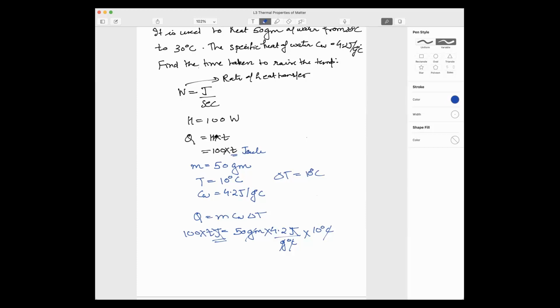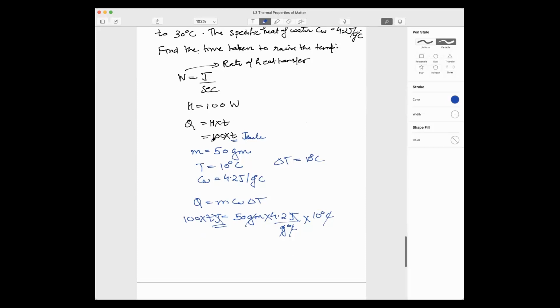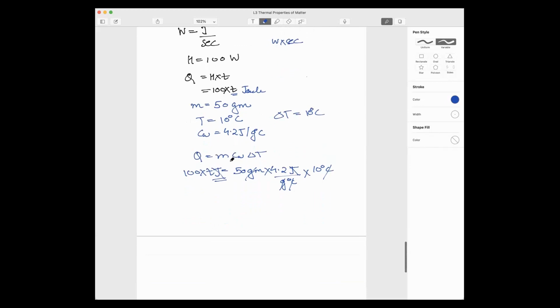So here Q is H into T, that is watt into second. Where I am telling you that Q is from the heater, that is 100 into T, that is joule per second. So that 100 is joule per second into time, that is second. So that time should be in second, and that will make it joule.